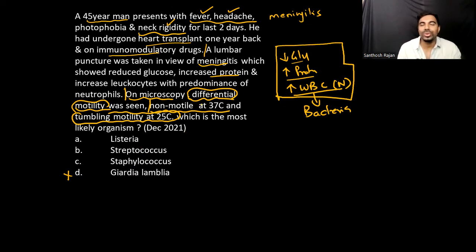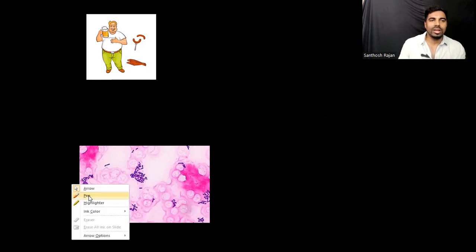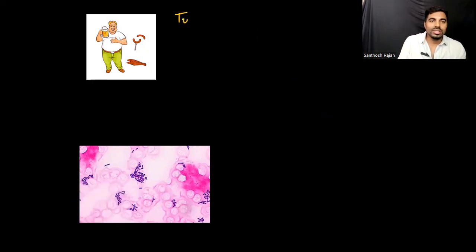But the most important thing is motility. Differential motility means at 37 it is lazy, but at 25 it becomes active. And tumbling is like tumbling, okay? So that is your Listeria. Very good, it's Listeria. I'll give you a clue, don't worry. So Listeria is the answer. Listeria is a commonly asked question in meningitis. I'll give you a clue now. Look at this guy. How I remember Listeria motility, I remember as a Mr.